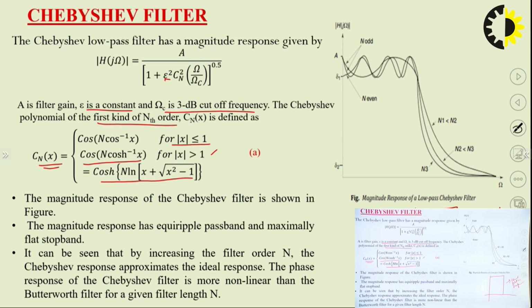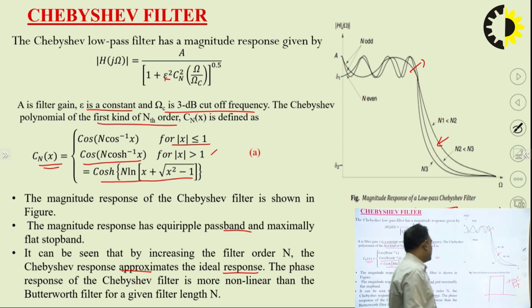If we compare it with the Butterworth filter, we have seen that the Butterworth filter has a maximally flat pass band as well as a maximally flat stop band. But here, at the expense of some ripples, we are achieving a better magnitude response for the same filter order as compared to the Butterworth filter. If we increase the order of the filter, the overall response will approach the ideal filter response. So this is the magnitude response of the Chebyshev filter: equiripple pass band and maximally flat stop band. By increasing the filter order n, the Chebyshev response approximates the ideal response.